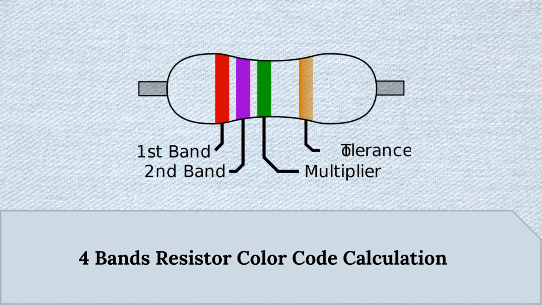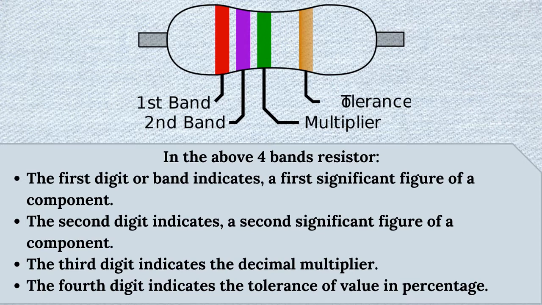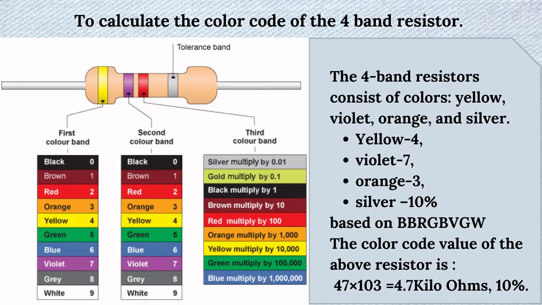4 band resistor color code calculation. In the above 4 band resistor, the first digit or band indicates the first significant figure of a component. The second digit indicates the second significant figure. The third digit indicates the decimal multiplier. The fourth digit indicates the tolerance of value in percentage.